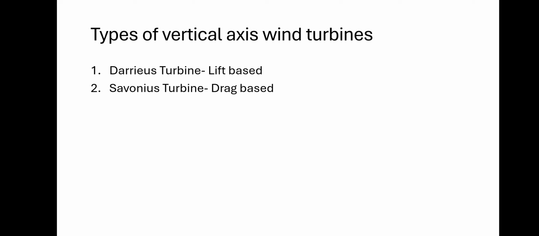The types of vertical axis wind turbines are the Darrieus turbine and the Savonius turbine. The Darrieus turbine is a lift based turbine and the Savonius turbine is a drag based turbine. Darrieus vertical axis turbine: this diagram is very important from the examination point of view, and there is a vertical shaft. In the vertical axis wind turbine, the shaft is in the vertical direction, whereas in the horizontal axis wind turbine, the shaft is in the horizontal direction.